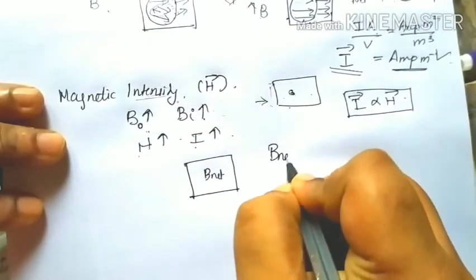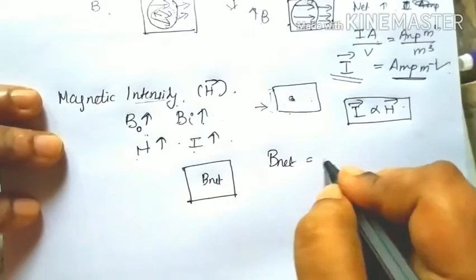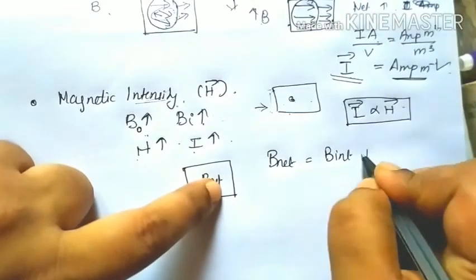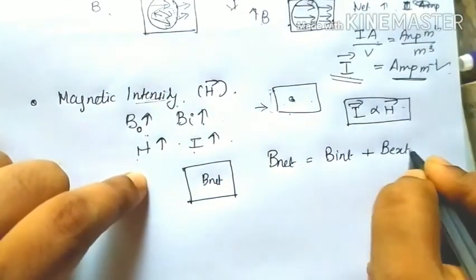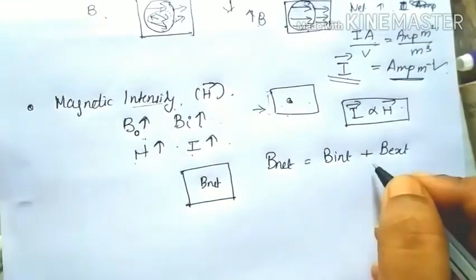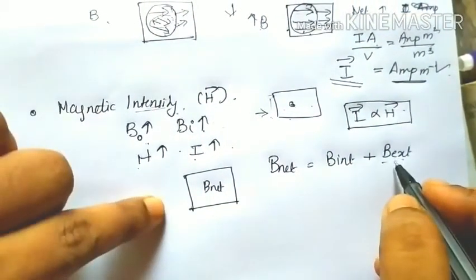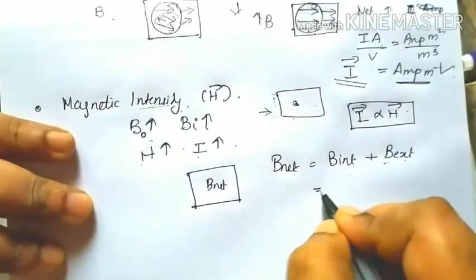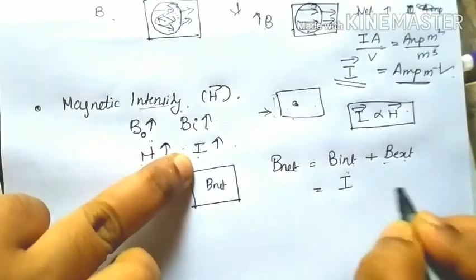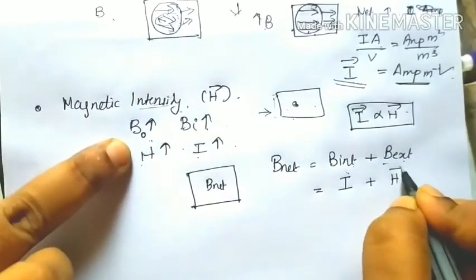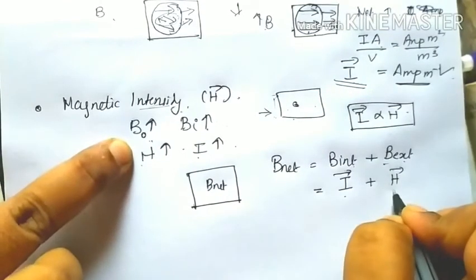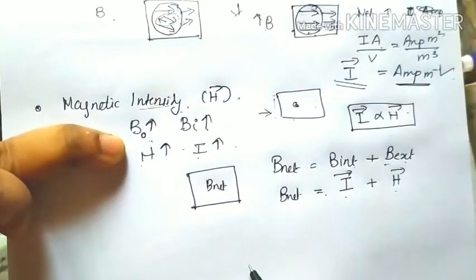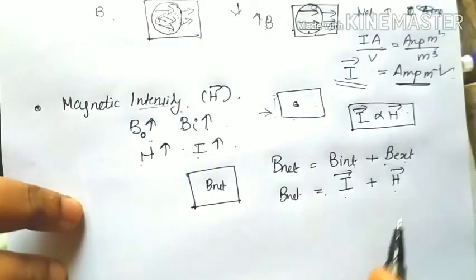Now that B net magnetic field is actually equal to the internal magnetic field, that is due to the arrangement of the dipoles, plus the external magnetic field which is given. This much is clear. External is the field which you have provided. Internal is due to the dipoles arrangement. So now in place of internal I can write I, in place of external I'm going to write H. Magnetization, magnetic intensity. So B net is like this. This much clear? Right.